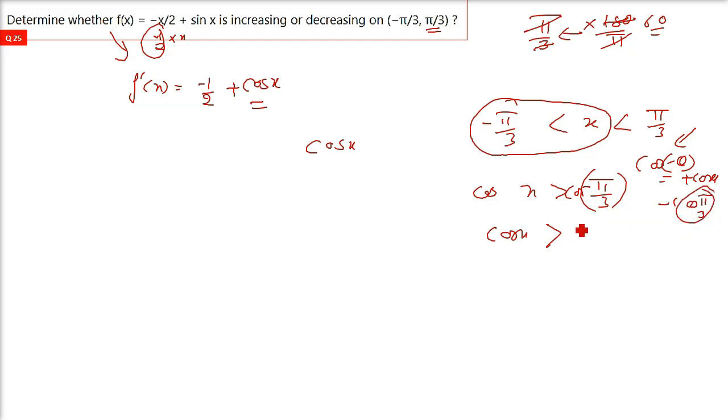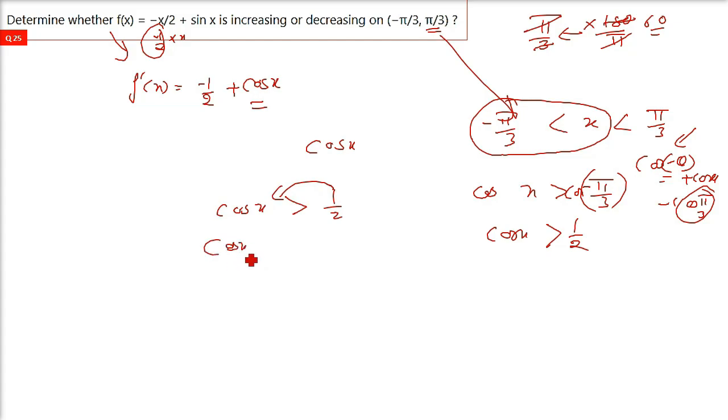I am saying it will always be plus, because cos minus theta is plus cos theta. So it will be cos pi by 3, which is going to be half. So cos x is greater than half. When you have cos x greater than half, what does that mean? Now this half, where to get this half?